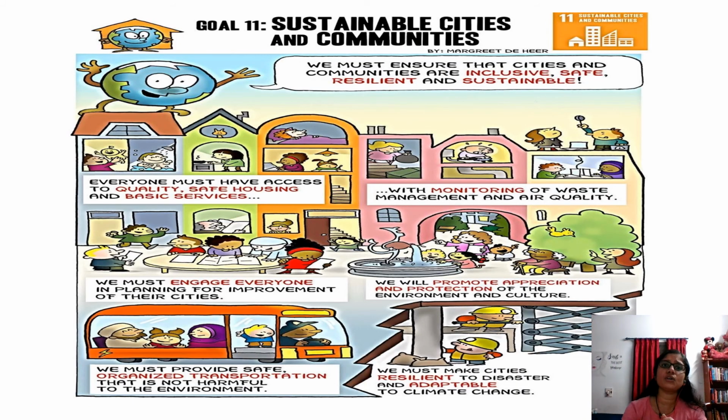The 11th goal talks about sustainable cities and communities. Now, sustainable means we have to maintain certain things, like once we get it, we should not lose it. What it is talking about is we must ensure that cities and communities, a community being a group of persons, are inclusive and safe. That is, everybody is treated equally, and everybody feels safe in that place.